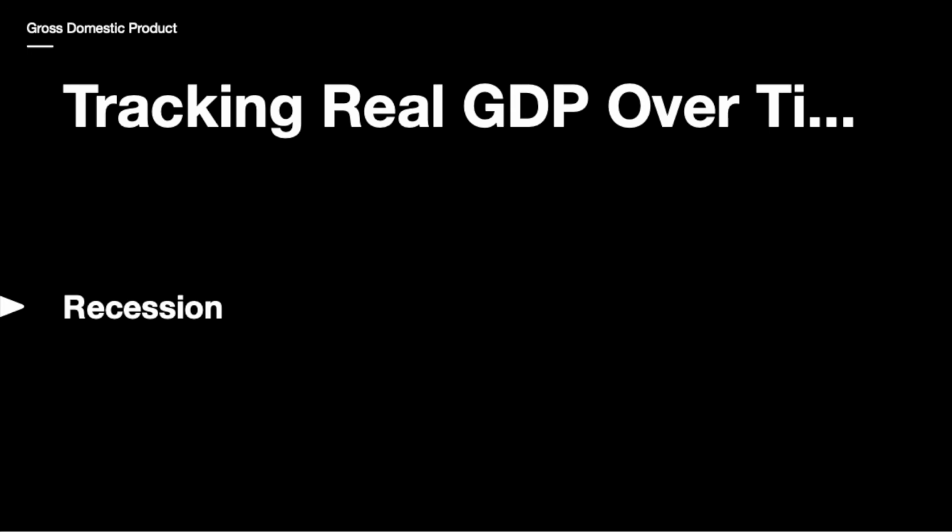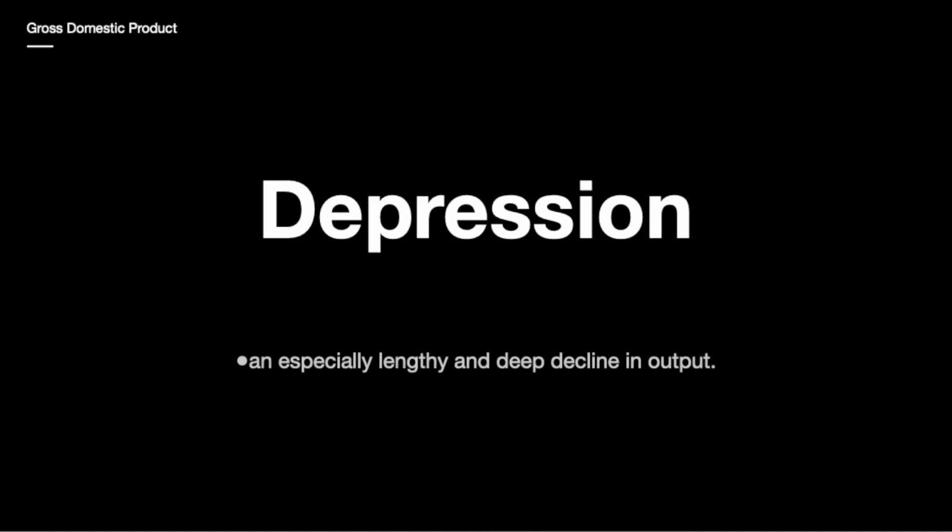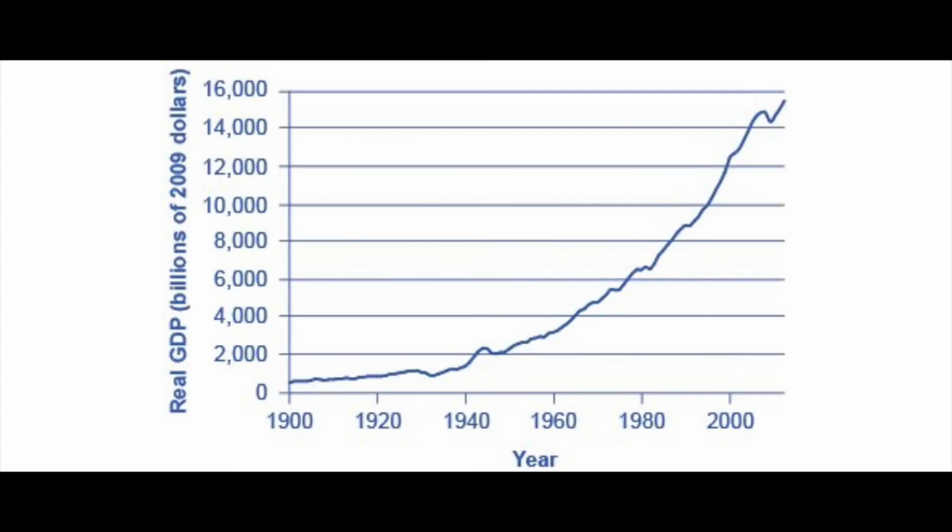Tracking real GDP over time. Governments report GDP growth at an annualized rate. When analyzing growth in a quarter, the calculated growth rate of real GDP for the quarter is multiplied by 4 when it is reported, as if the economy were growing at that rate for a full year. A recession is a significant decline in national output or GDP. A depression is an especially lengthy period of deep decline in the economy or in output.